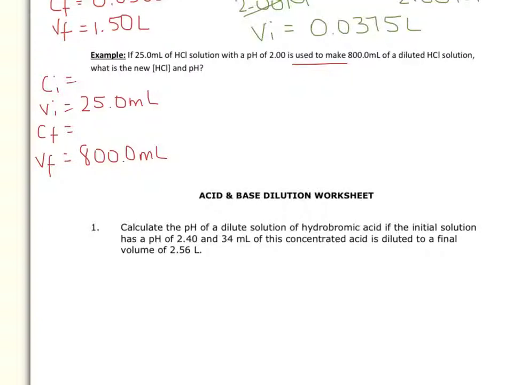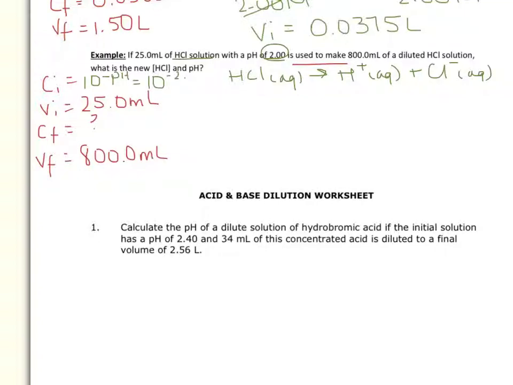We're also looking for the final concentration. We haven't explicitly been told the initial concentration, but we have been told that it has a pH of 2. We're talking about a hydrochloric acid solution. And remember that hydrochloric acid is a strong acid, which dissociates out 100% into H positive and Cl negative. Also remember that H positive can also be written as H3O positive. So I can find the concentration of H positive or H3O positive by using 10 to the negative pH, or 10 to the negative 2.00.